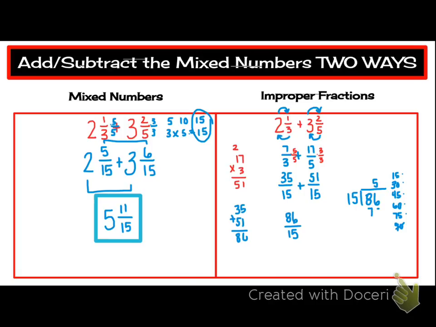I see that that is 75. 5 times 15 is 75, and when I subtract, I get 11. So my mixed number right there is 5 whole times with 11 left over out of 15. 5 and 11 fifteenths, which we already found cannot be reduced. And we see that it matches the other problem. It's a good way to check if your answer's right, trying the problem both ways.